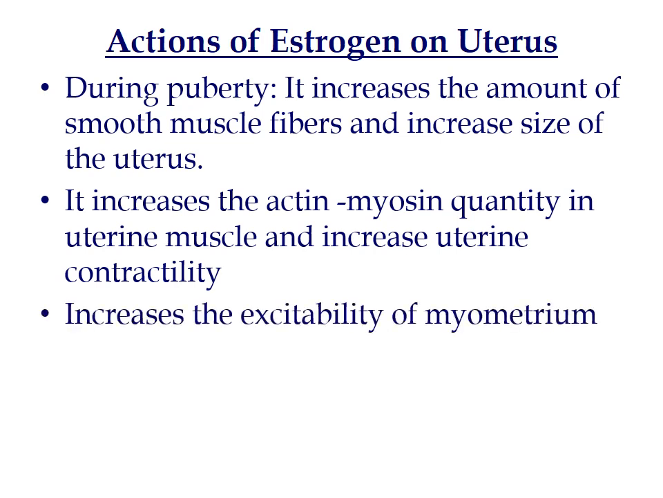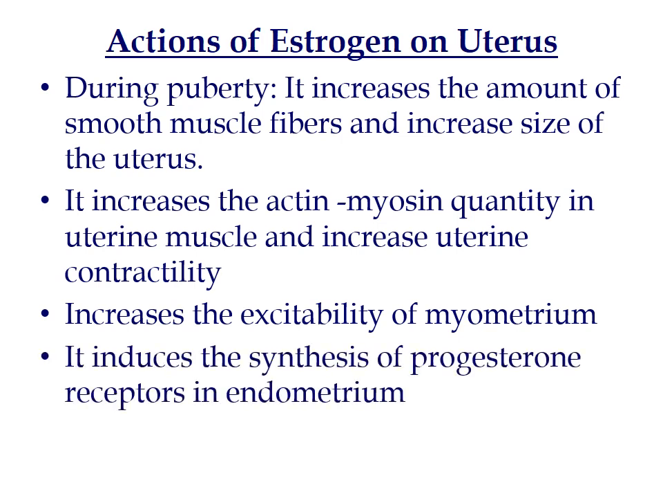It increases the excitability of the myometrium. So one of the functions of estrogen is that the excitability of the myometrium is increased. So if there is too much estrogen during pregnancy, there are chances of a higher risk of abortion, because it will increase the excitability of the myometrium. It induces the synthesis of progesterone receptors in the endometrium. So it will also make sure that the progesterone receptors on the endometrium will be increased in the presence of estrogen.